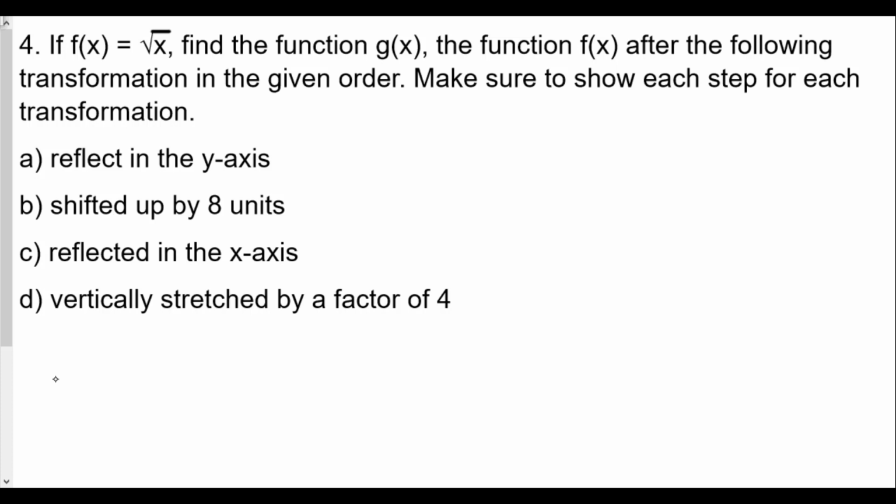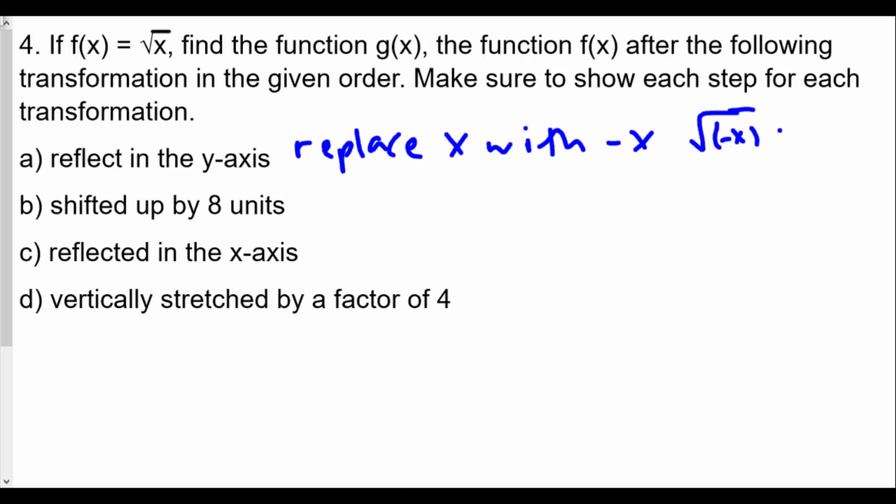So for A, reflect in the y-axis, this would mean that we replace x with negative x. We're going to replace x with negative x. And so now we have the square root and in the parentheses, negative x. So we get the square root of negative x, and that's what we have for the first transformation.